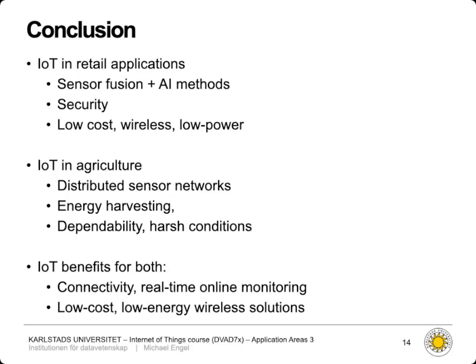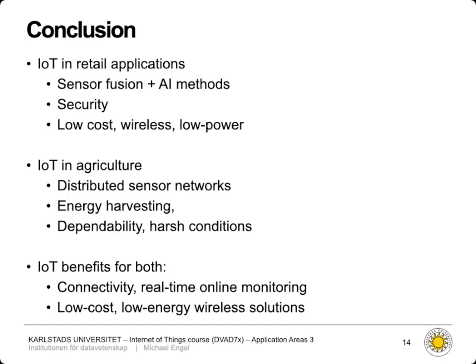IoT in agriculture is a problem that's more distributed. So you have maybe large scale distributed sensor networks. You might have moving targets like animals that still need to be able to communicate, maybe even without a central infrastructure. Some of these devices use energy harvesting because you're out in the field and you don't want to really charge your batteries there. And of course, these solutions have to be dependable. They have to work in harsh conditions because they're outside in the rain and the frost and the hot sunshine.